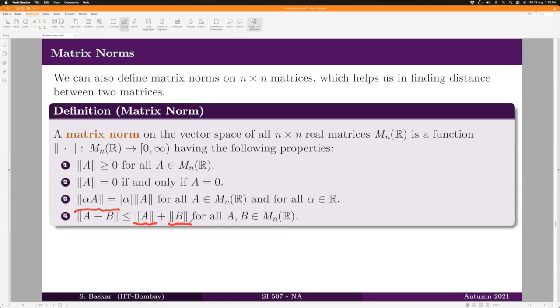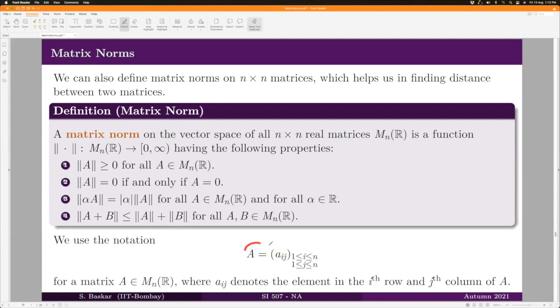You can see that these properties are exactly the same as what we listed in the vector norms. We are just taking the idea of distance in Rn, generalized it first to vectors, and just adopted the same idea to these general objects A, which are in our context matrices. As usual, we will use this notation for an n cross n matrix where Aij's are real and Aij represents the element at the ith row and jth column.